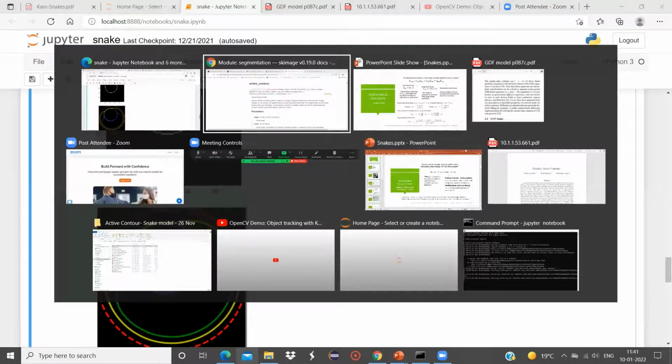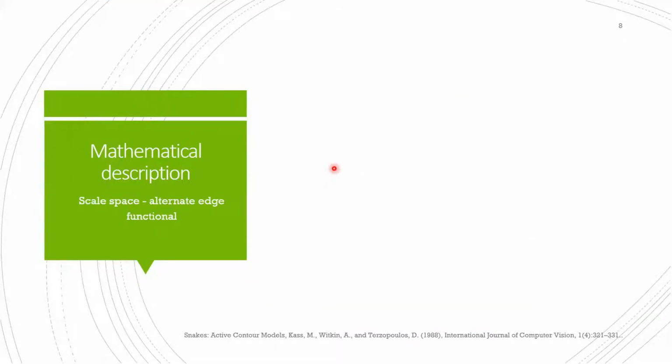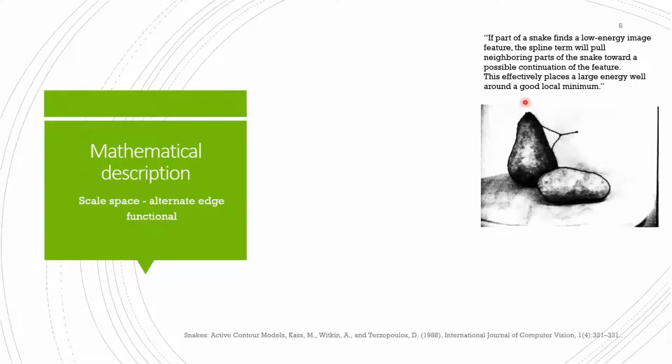Okay. Now, some of the characteristics of snake. This is one concept, scale space. If part of the snake finds a low energy image feature, the spline term will pull neighboring parts of the snake towards the continuation of the feature, like we showed in the previous picture also. This effectively places a large energy well around the good local minimum.